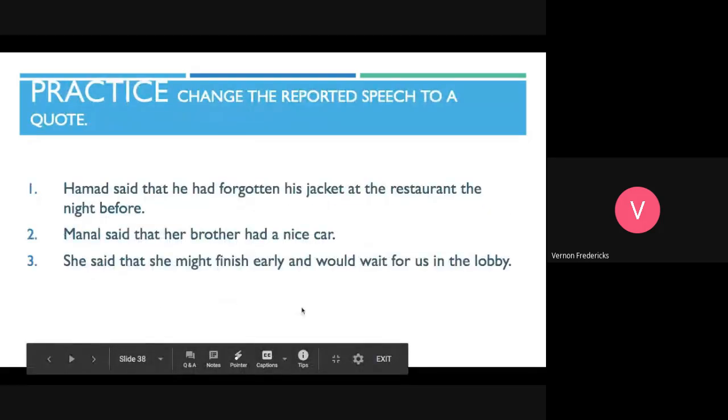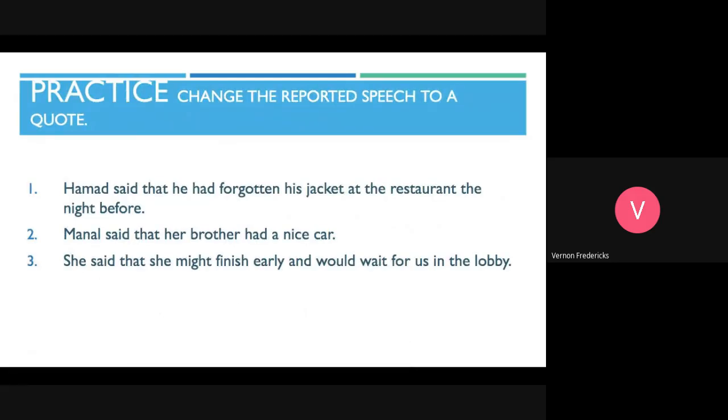Okay, so now we have to do the opposite. Change the reported speech to the direct speech. Number 1: Ahmad said that he had forgotten his jacket at the restaurant the night before. Number 2: Manal said that her brother had a nice car. And number 3: she said that she might finish early and would wait for us in the lobby. I think we should do this together, students.